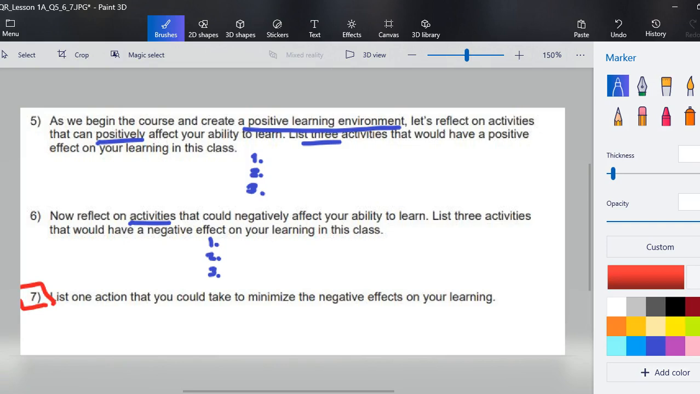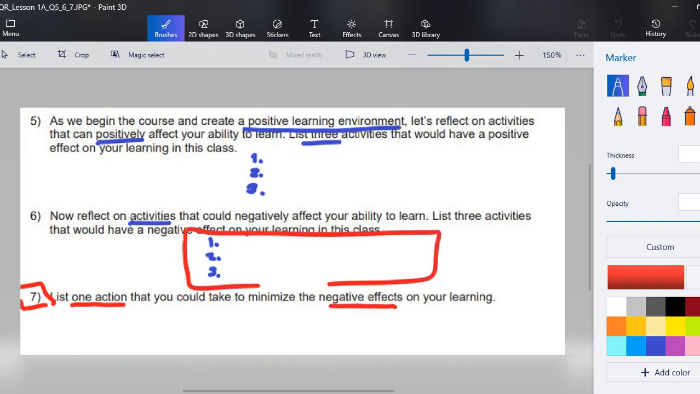So do take a moment on question 7 to list 1 action that you could take to minimize the negative effects on your learning. So look at these right here. Whatever they are, what is some action step that you can do right now this week? If the negative part is a job and the hours, can you ask for fewer hours this semester? Maybe that's not possible because of finances.